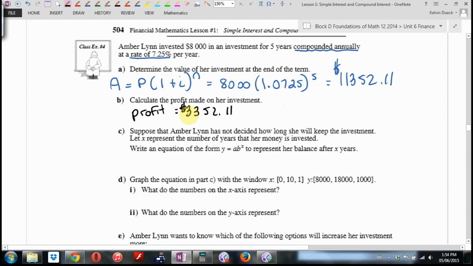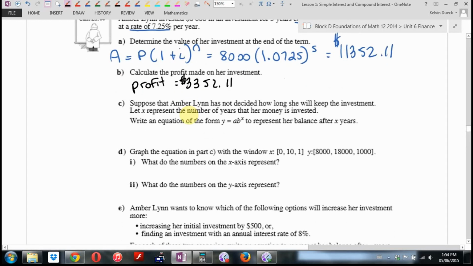Okay. But now let's start to actually do some financial planning. Suppose she's not sure how long she wants to leave this money in the investment. Suppose she wants to see how this changes over time. She can graph this. So in part C, write an equation in the form y equals a b to the x to represent her balance after x years. It's going to look like this, where the a goes, I'm going to put a y.